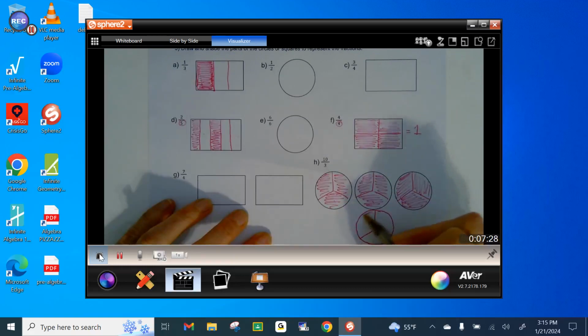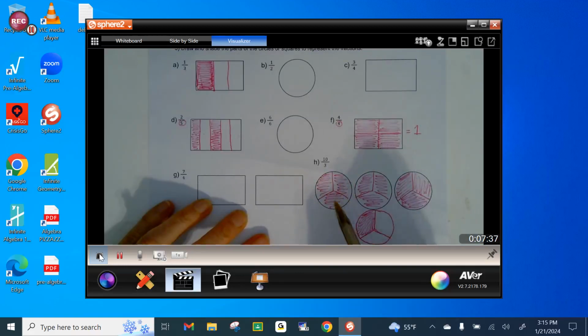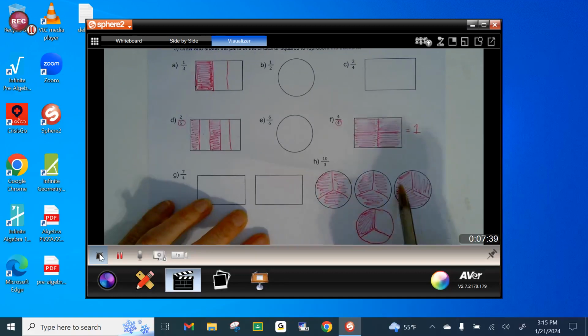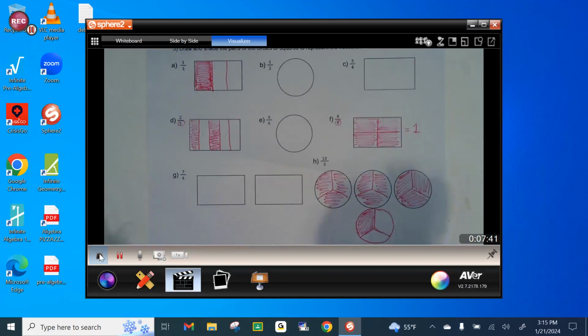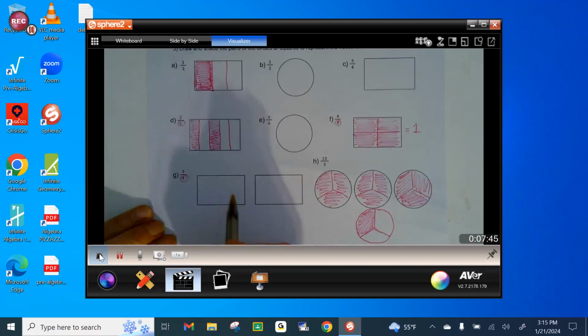9 plus 1 is 10. Let's shade in this one. And now we have 10 thirds shaded in. 1/3, 2/3, 3/3, 4/3, 5/3, 6/3, 7/3, 8/3, 9/3, 10/3. And you try number 7. You're going to divide these 2 rectangles into 4 pieces and then shade in 7 of them.